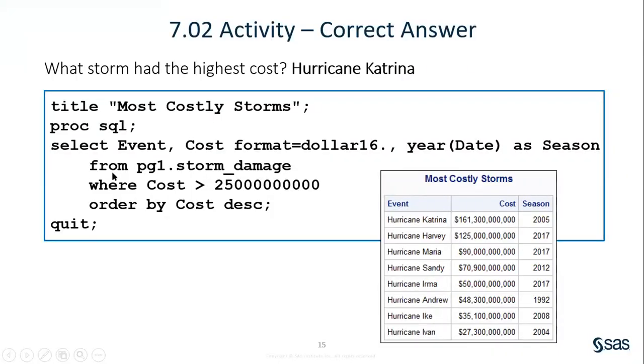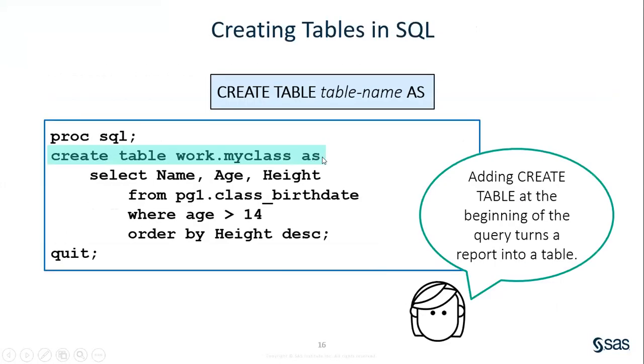So create table work dot my class as. As means this table has to be created for this query result. As a result, it should be saved as a table. So creating a table at the beginning of the query directs the results into a table. If you write this statement after the query, it will have no effect because the query will execute first and then this statement will be read. So in SAS, if you want this query result to be saved as a table, it has to be written before your select statement.